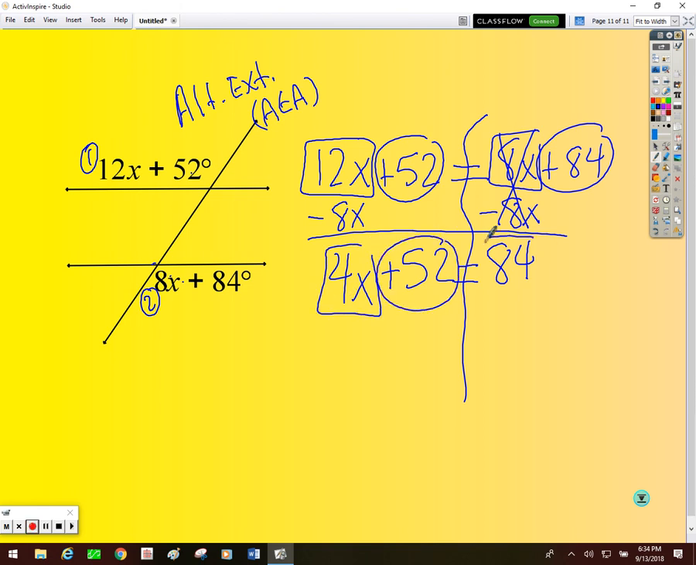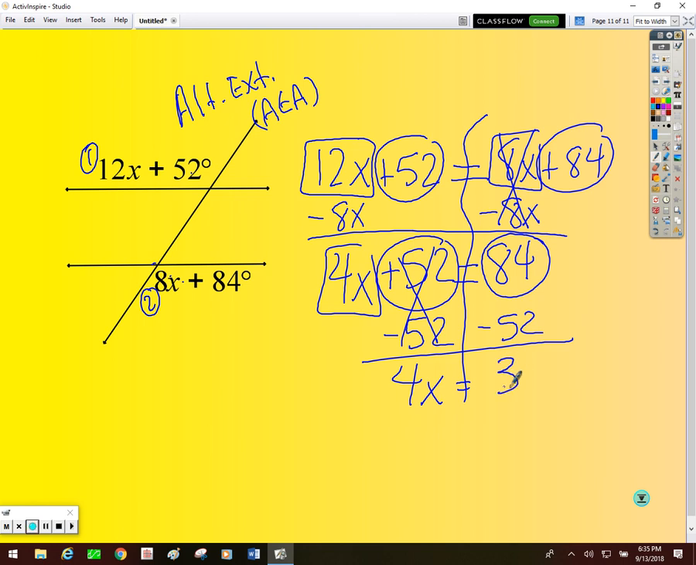Well, box, circle, circle. Oops, I put a box when I said circle. All right, so now we're going to separate. Here are all my variables. So let's move this guy over here, the opposite of plus 52. I'm going to draw the opposite sign. Same number, just opposite signs. It goes away. So I have 4x is equal to, that would be what, 32? 84 minus 52, yep, 32.